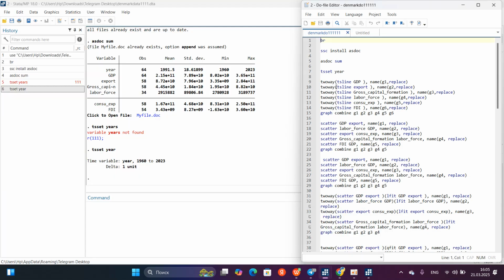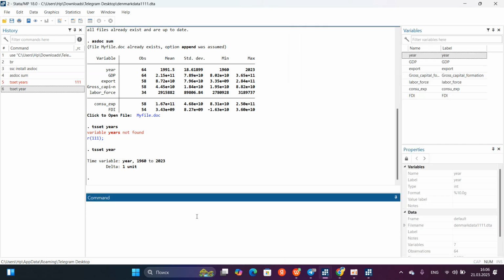And the next one is twoway tsline. What does this command help us with? First of all, let's do this command. I prefer doing the 6 commands simultaneously, and lastly, at the end, I want to put graph combine in order to put all the graphs in one table. Okay, let's do it.